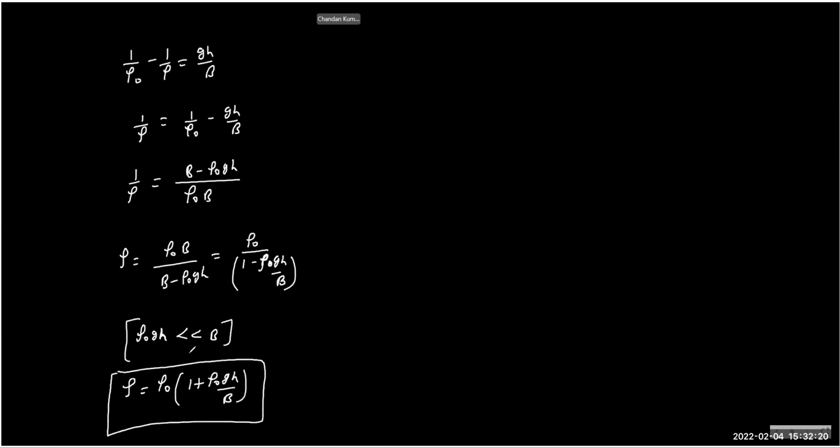So for a small depth, if h is small, the bulk modulus will be much bigger than the term, and therefore you can use the binomial. So now you can solve question number 13.